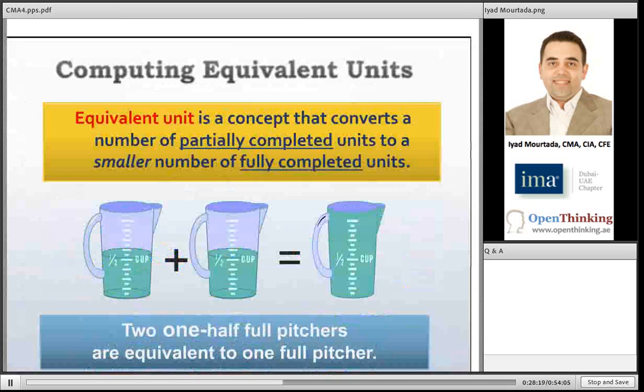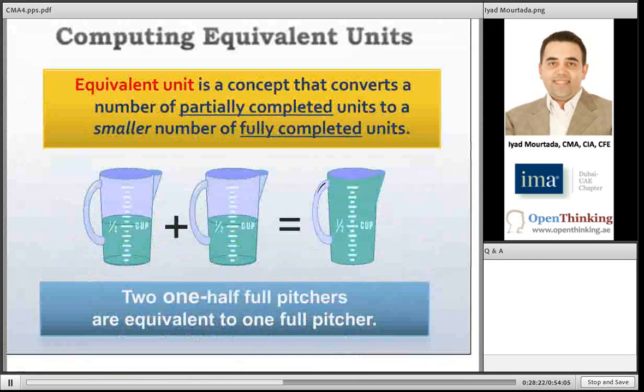But the issue here is we need to understand what the equivalent unit is. When you are producing two cars, but you actually finish half of the first car and half of the other car, we can say from an accounting standpoint that we have approximately one car finished. It's not reality, but this is how we look at it in accounting, to make it easy for us to understand how much we already have in our work in process, and what the percentage of the finished goods is. So we say equivalent unit is a concept that converts a number of partially completed units to a smaller number of fully completed units. So this is the main concept.